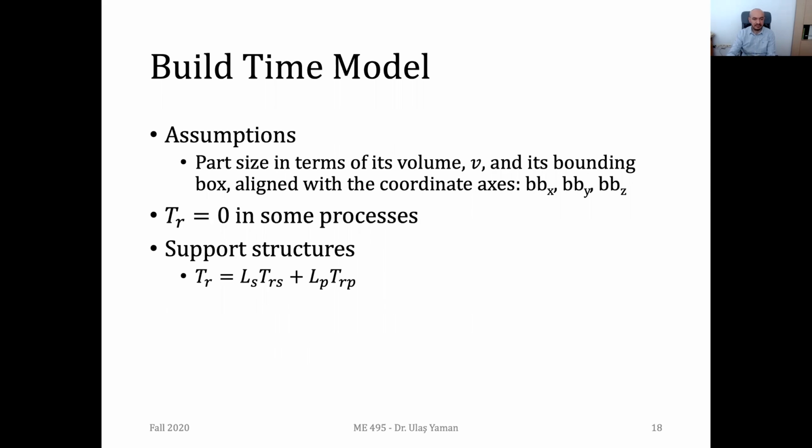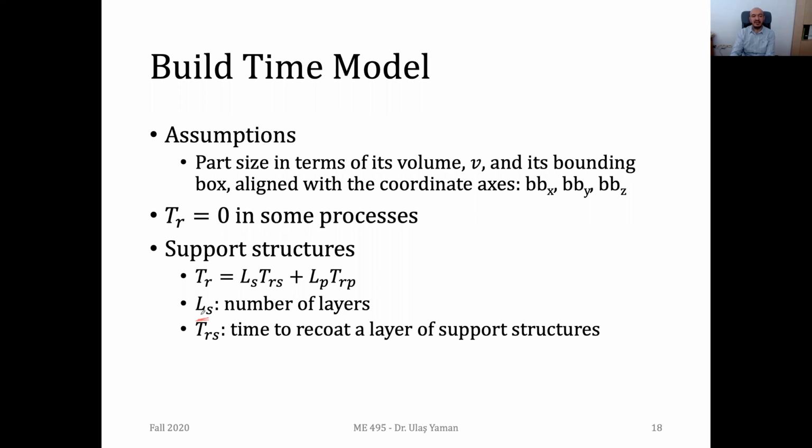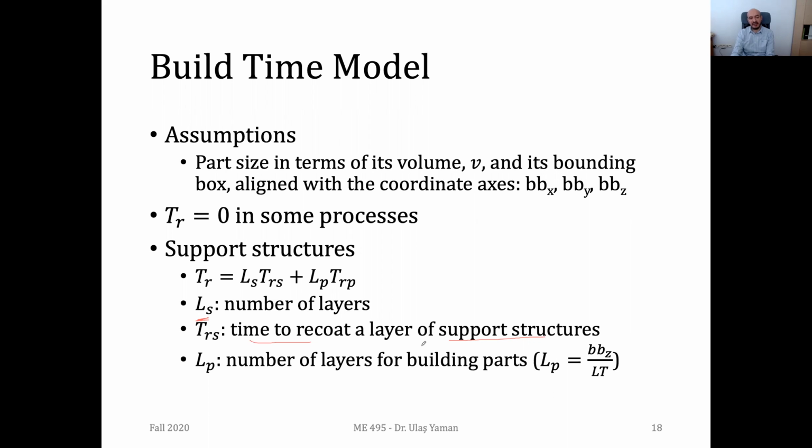For the calculation of the time, we have some parameters, the number of layers we need to have for the production of these support structures. And this TRS is actually the time we need to spend for coating of the layer of support structures. And then we have the other term, which is LP times TRP. LP is the number of layers which is required to produce the given part. So we can obtain it by checking the size of the building box in Z, and if you divide it with the layer thickness, this is layer thickness.